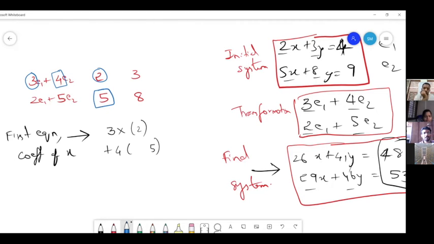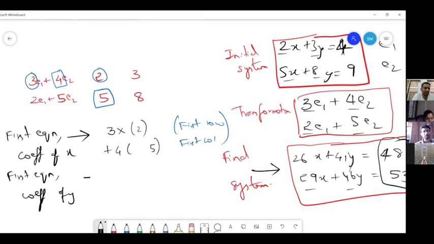That is the first row with the first column. Now if I want the coefficient of y in the first equation, what should I do? First row, second column: 3 into 3 plus 4 into 8.